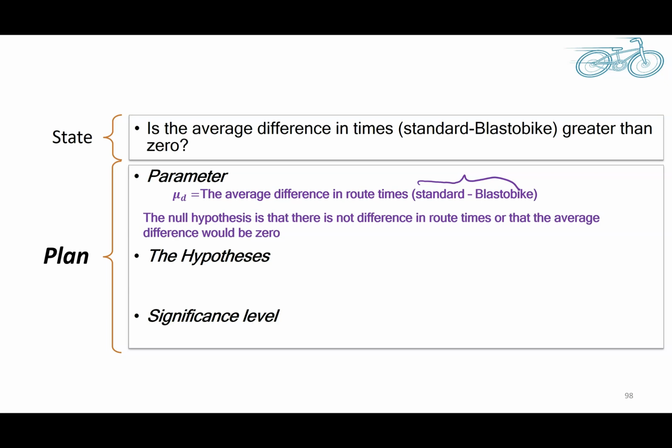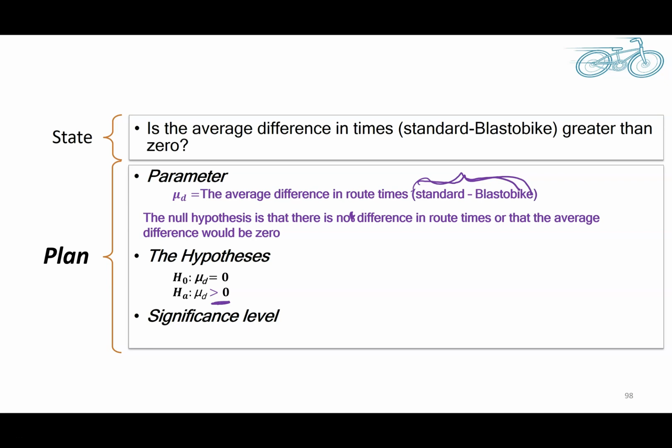So the null hypothesis is that there is no difference in route times, or that the average difference is 0. If nothing interesting is happening and the Blasto bike does nothing to the average time, you're just going to say mu d is equal to 0. But because I am subtracting in the order standard minus Blasto bike, if this bike is improving the times on average, I expect positive values, so greater than 0. This is a big part of where it's really important to know which order you're subtracting in. If I had subtracted the other way, it would be a less than sign.